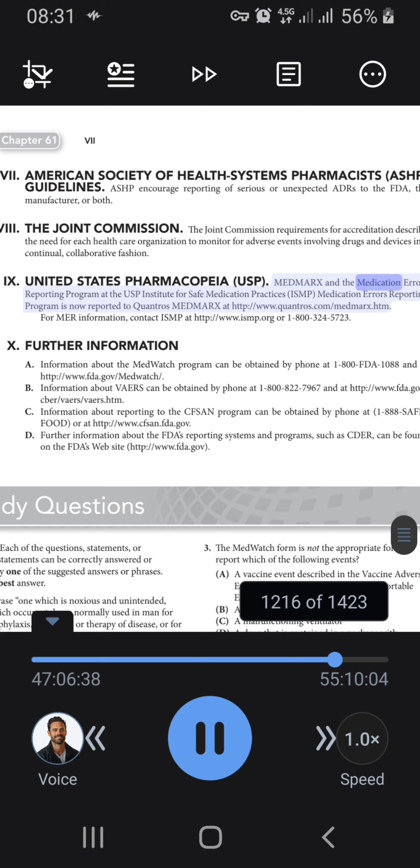MEDMARX, and the Medication Errors Reporting Program at the USP Institute for Safe Medication Practices, ISMP Medication Errors Reporting Program, is now reported to Quantros MedMarx at www.quantros.com/medmarks.htm. For more information, contact ISMP at www.ismp.org.